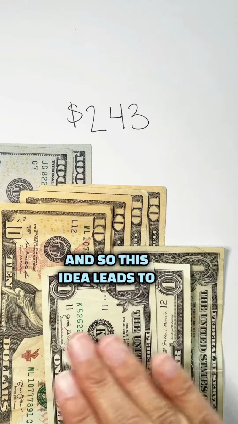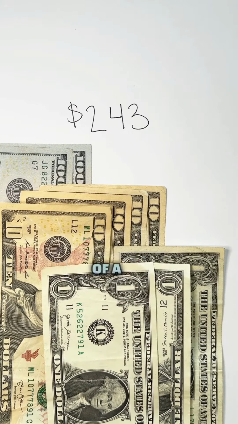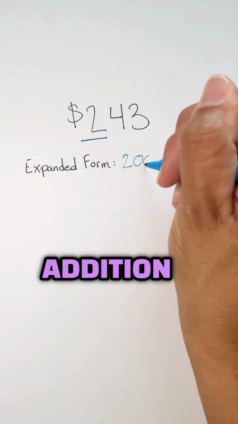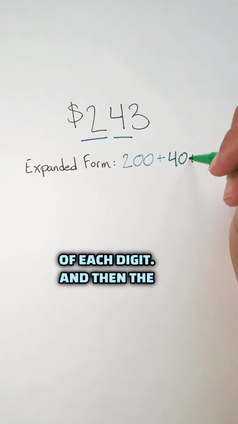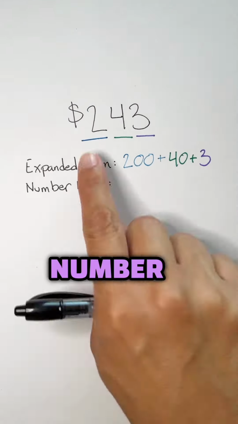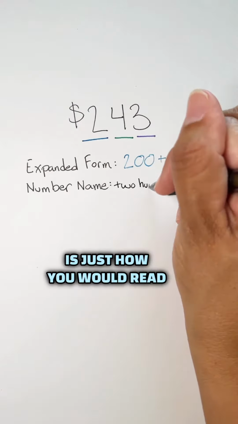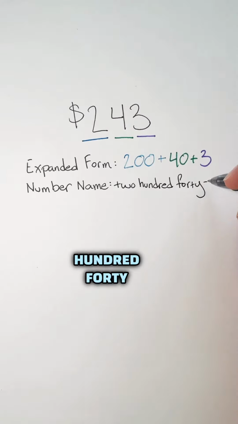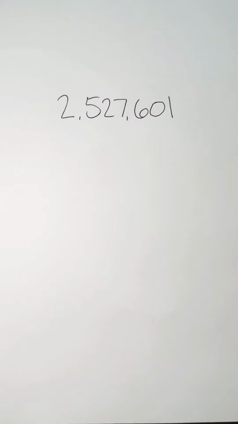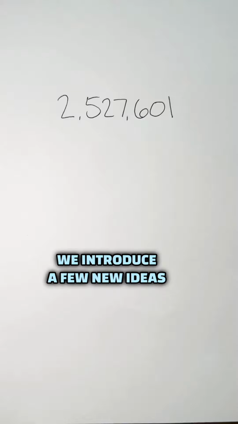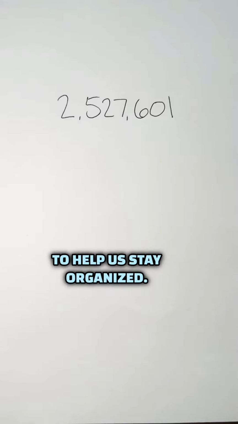And so this idea leads to the expanded form of a number. The expanded form is an addition problem that shows the value of each digit. And then the number name is just how you would read this number, 243.